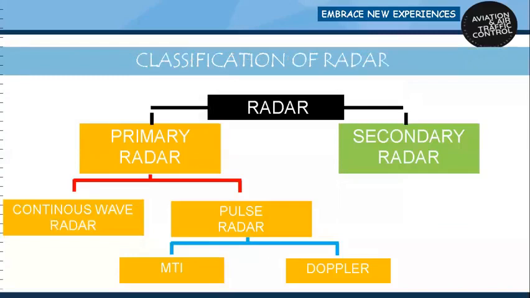Classification of radar: primary radar and secondary radar. Primary radar is further classified as continuous wave and pulse radar. Pulse radar are classified as moving target indicator radar and Doppler radar.